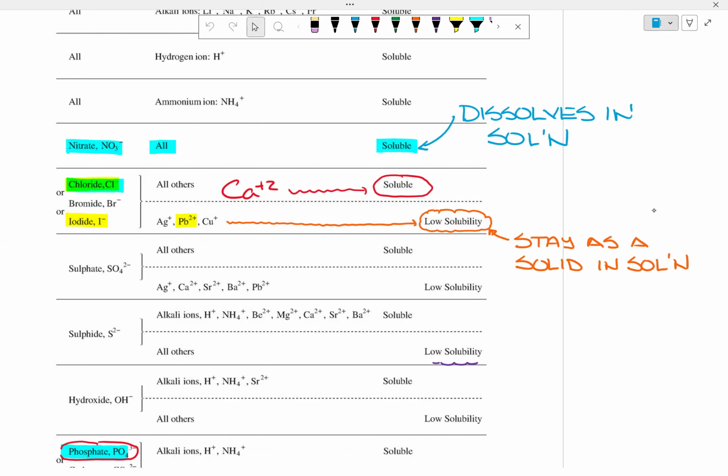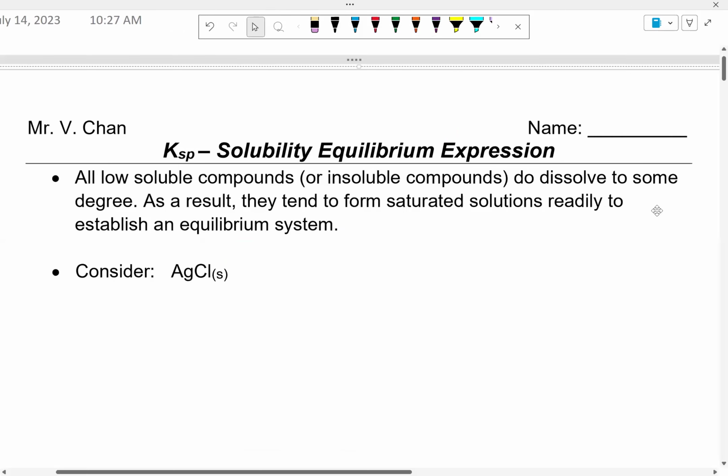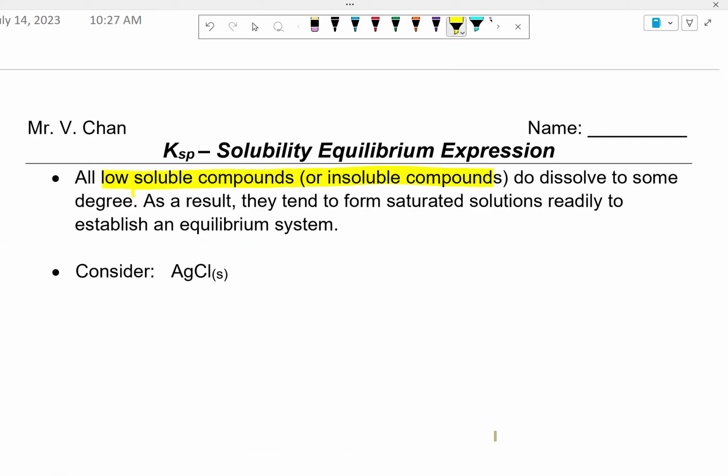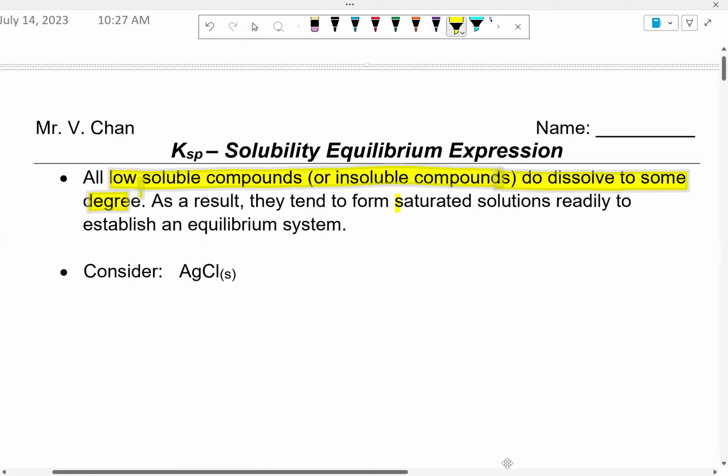Now, what happens is all low soluble compounds, or insoluble compounds, actually do dissolve to some degree. Okay. And when they do, they tend to form saturated solutions readily to establish an equilibrium system.